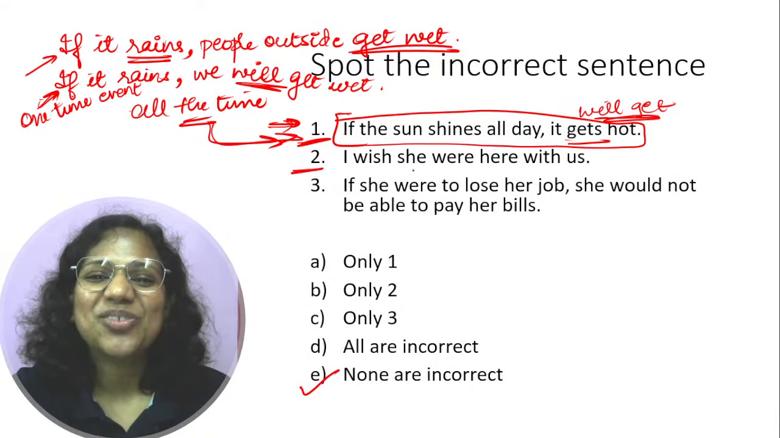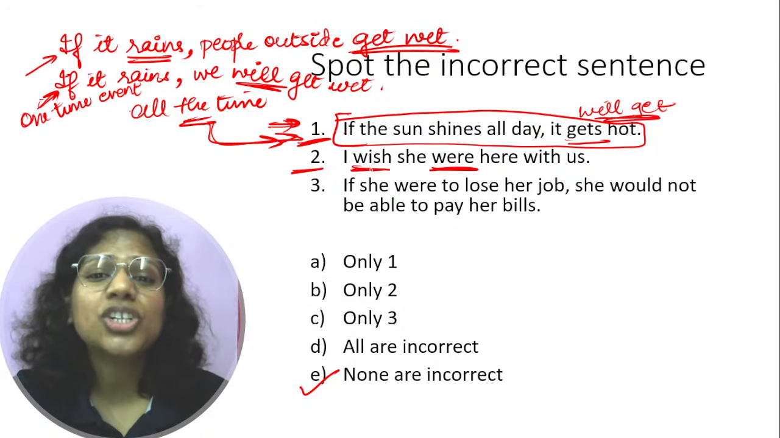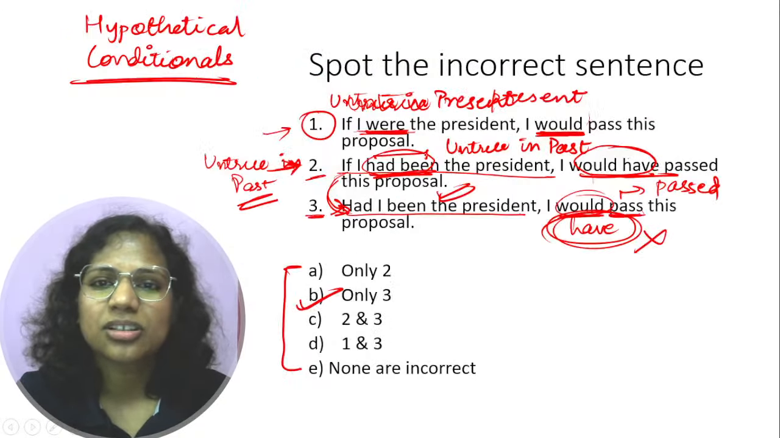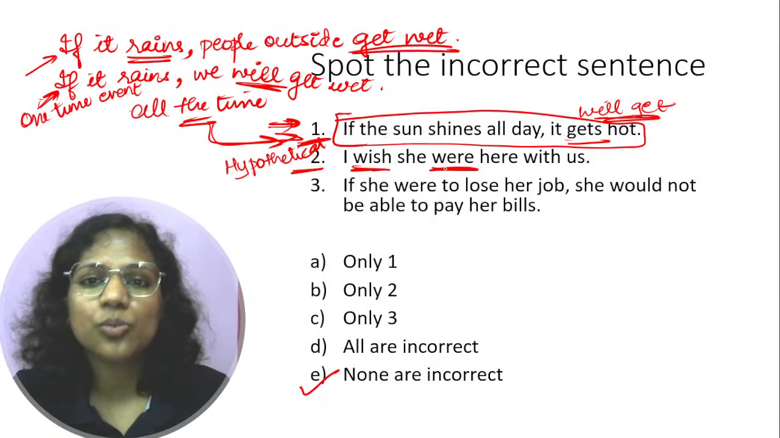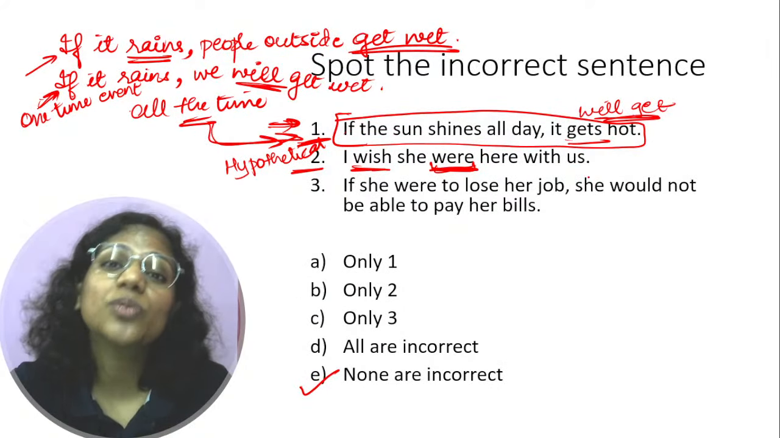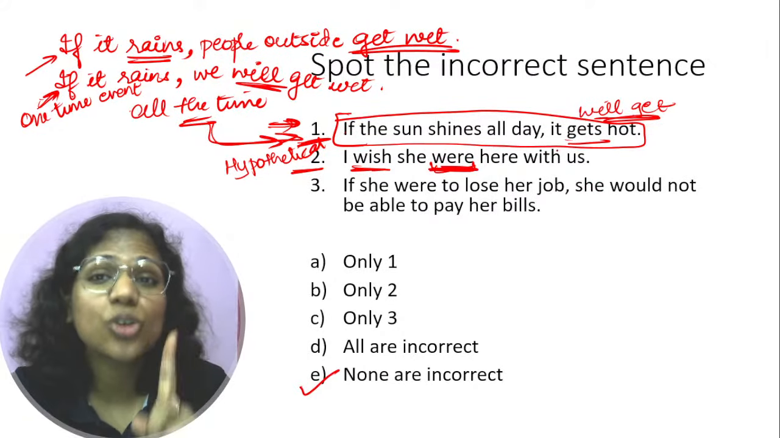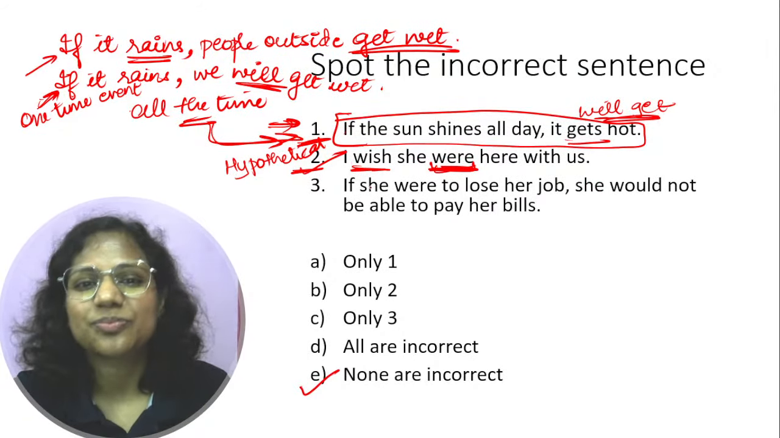2. I wish she were here with us. I wish she were. Wish is hypothetical. See, in hypothetical statements, you don't use was. You realize this here, no? I were. In hypothetical statements, we do not use was. So, I wish she were here with us. I wish I were a butterfly. Right? So, she were. That means she is not here, hypothetical. Okay? This is absolutely fine.